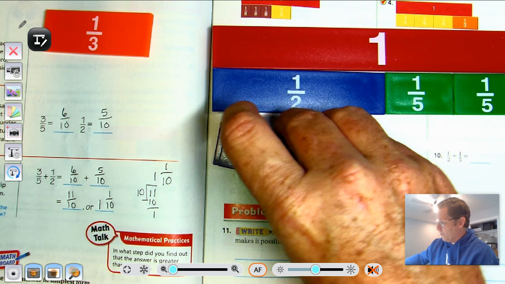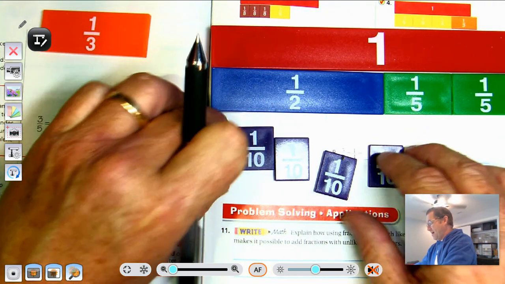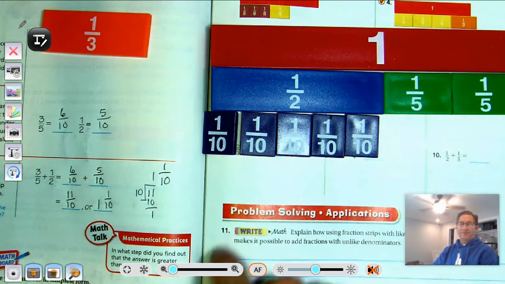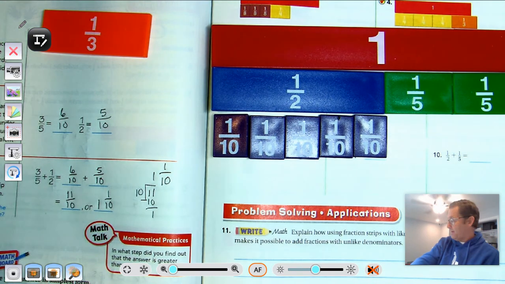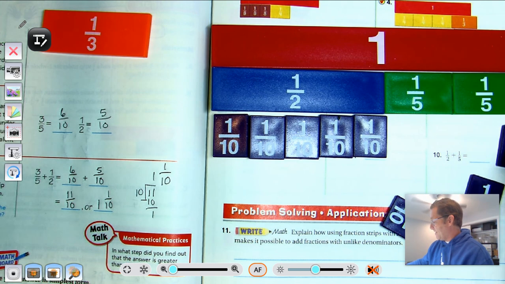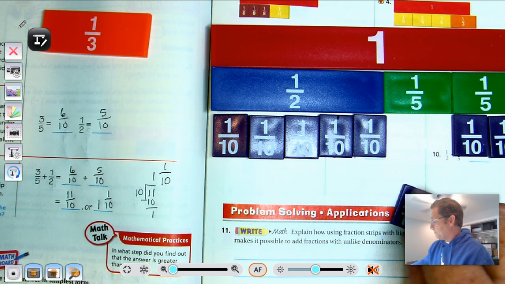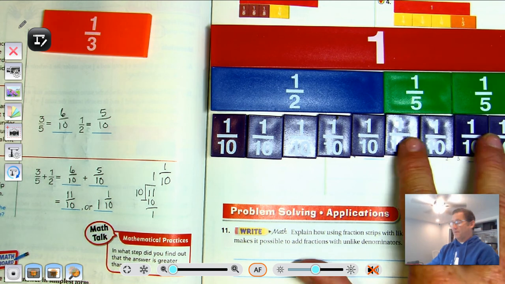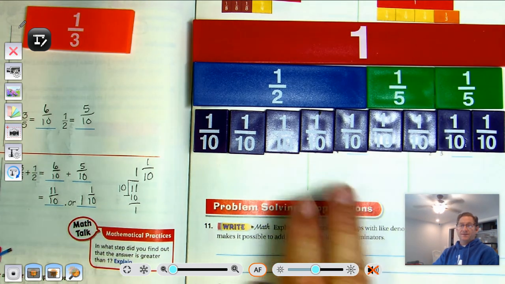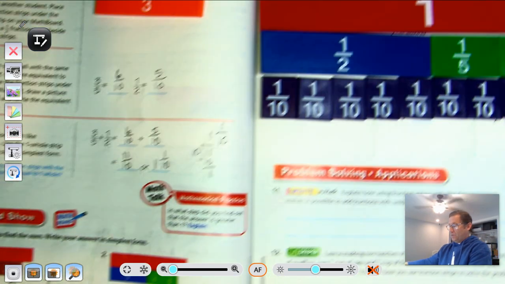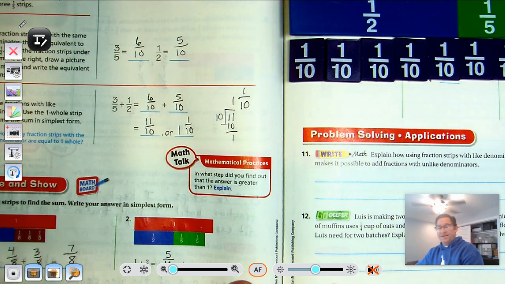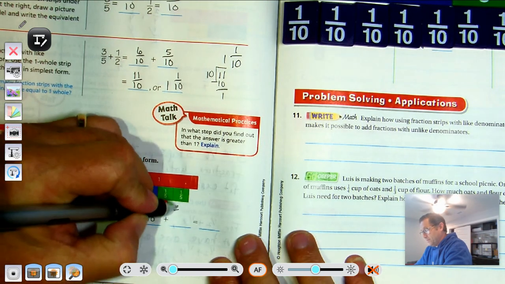So we know that 1/2 of 10 is 5. So the 5/10 is equal to 1/2. And how many tenths will it take to equal 2/5? It looks like 4/10. 4/10 is equal to 2/5, and 5/10 is equal to 1/2. So on our problem, our equivalent fraction for 1/2 is 5/10. An equivalent fraction for 2/5 was 4/10.